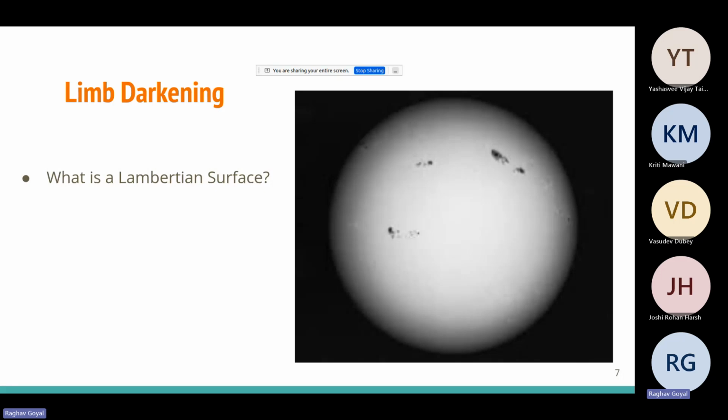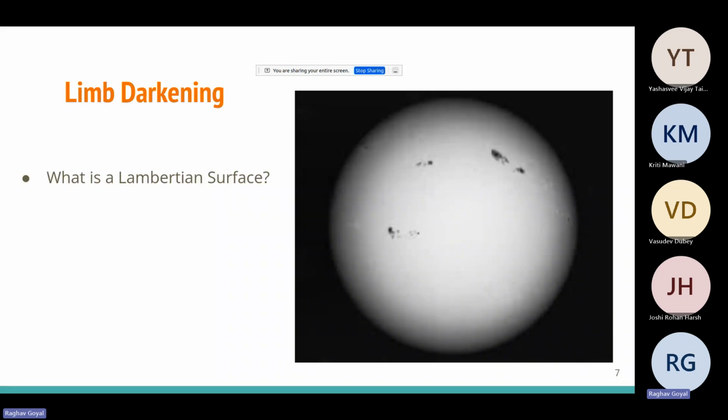What is a Lambertian surface? A Lambertian surface is basically, imagine a disk with some luminance, some brightness. If you look at it from different angles, if the apparent brightness per area does not change, regardless of what orientation you look at it, then it is called a Lambertian surface. And then the amount of energy it releases in a particular direction is proportional to the cosine of the angle made by your line of sight to the normal, and hence it's called the Lambertian cosine rule.